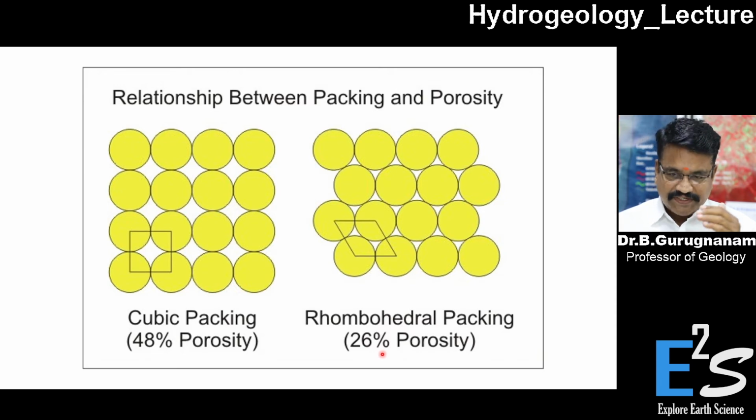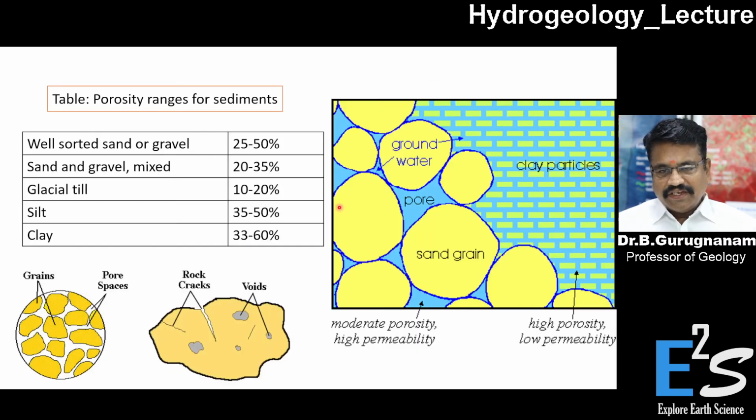If the open spaces are reduced, what does it mean? It means the amount of water held in the particular rock will also be reduced, and the expectation of water in that rock will be correspondingly reduced. So here the porosity is high, here the porosity is low. This is controlled by the arrangement of sediments.